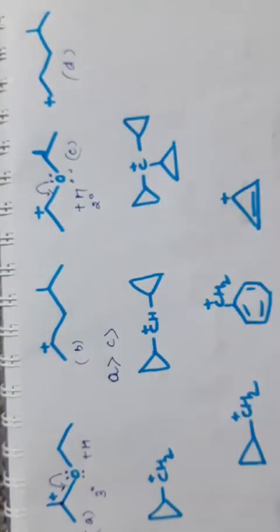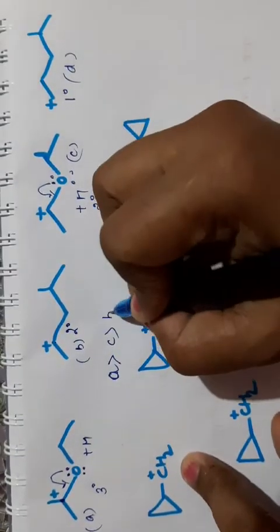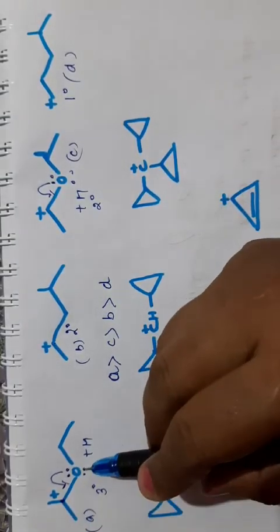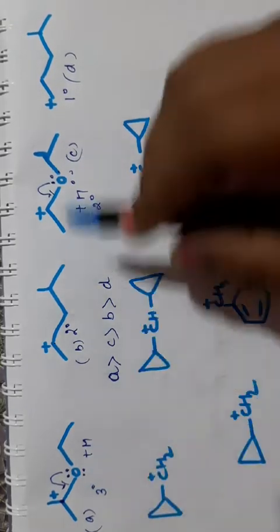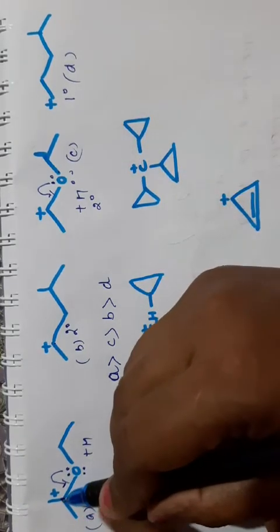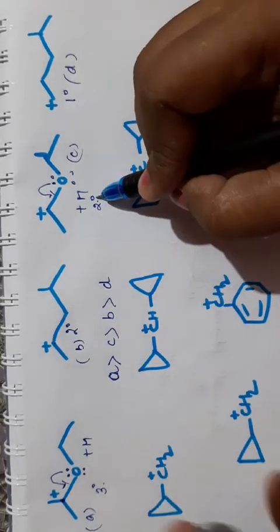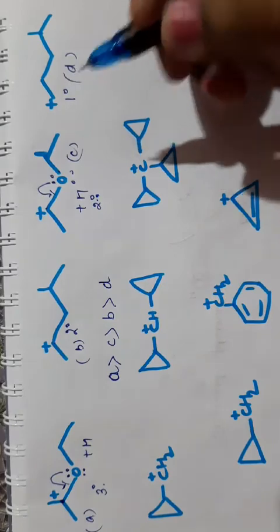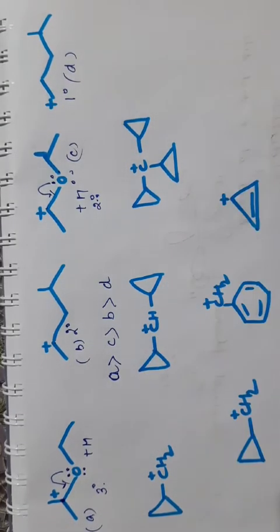Now these two structures are left. This is 2 degree and this is 1 degree. So B and D. This is the arrangement. So first you will look for resonance. Resonance is taking place in these two structures. Then since resonance is taking place, we will look for inductive effect or hyperconjugation. This is a 3-degree carbocation, this is a 2-degree carbocation. A 3-degree carbocation is more stable than a 2-degree carbocation. So this structure is more stable than this one. So this is the order of arrangement: A, C, B and D.